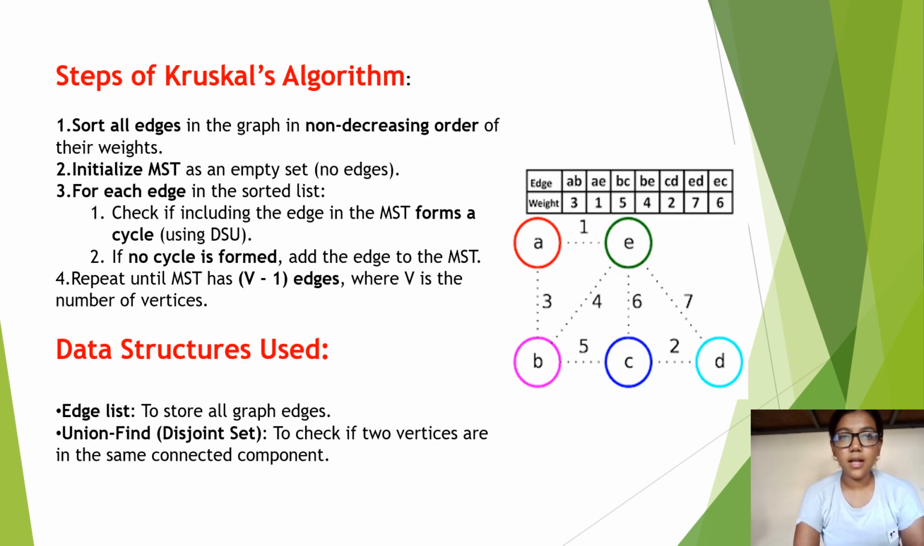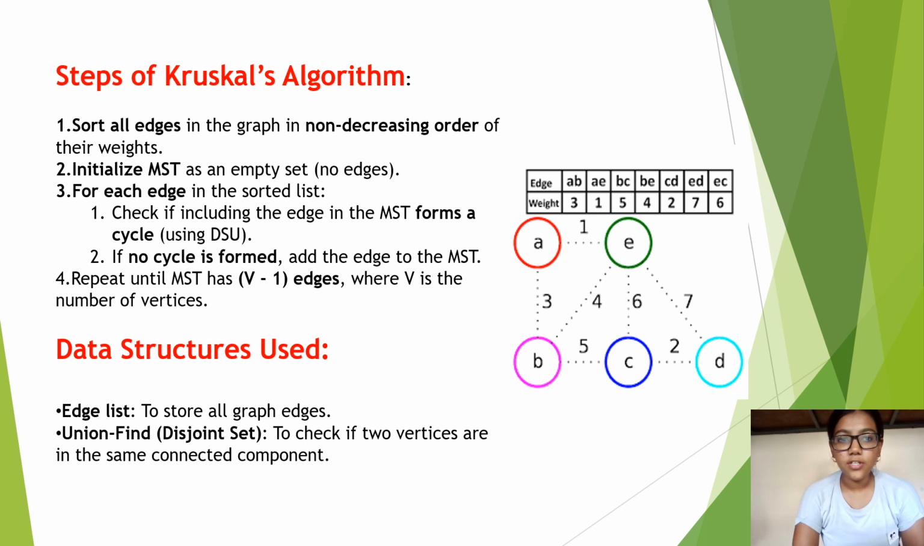Steps of Kruskal algorithm. First, we need to sort all the edges in the graph in non-decreasing order of their weights. For example, here all the weights should be converted into a non-decreasing order. Initialize the MST as an empty set with no edges.